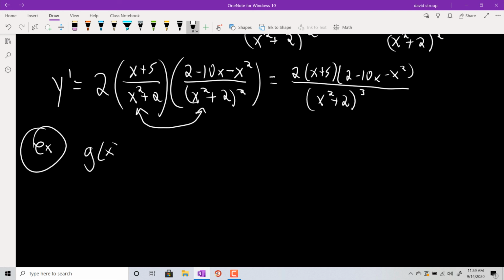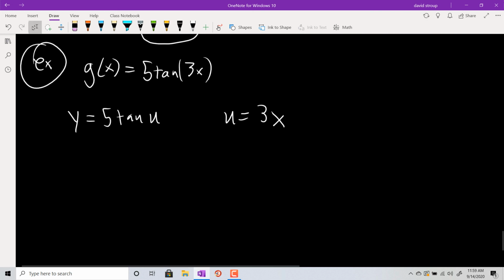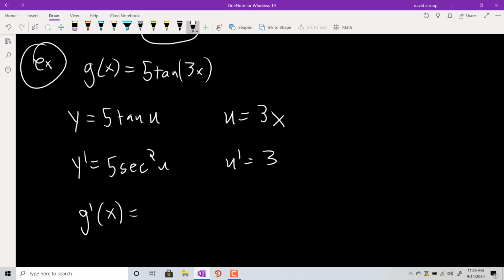So some transcendental functions here. So here's 5 tan of 3x. Okay. The inside part is that 3x, so the outside part, if you will, is 5 tan of u. And again, the inside part is the guts, the 3x. Okay, so to get that derivative, y prime is going to be 5 secant squared of u, and u prime is just 3. So multiplying those together, g prime of x is going to be 5 secant squared of u times 3. And then you have to back substitute and multiply out, so you get 15 secant squared of 3x. Okay.